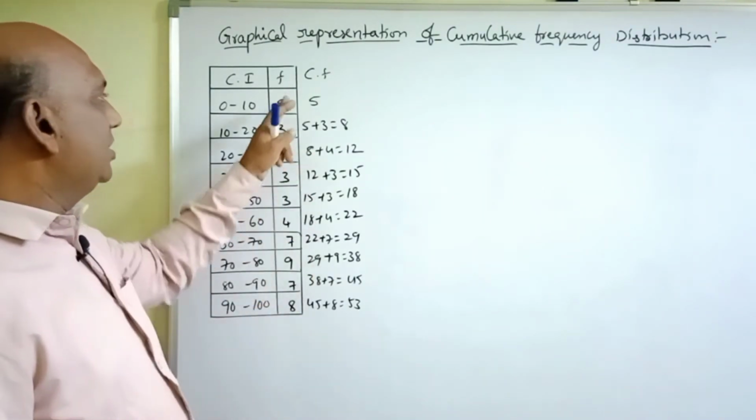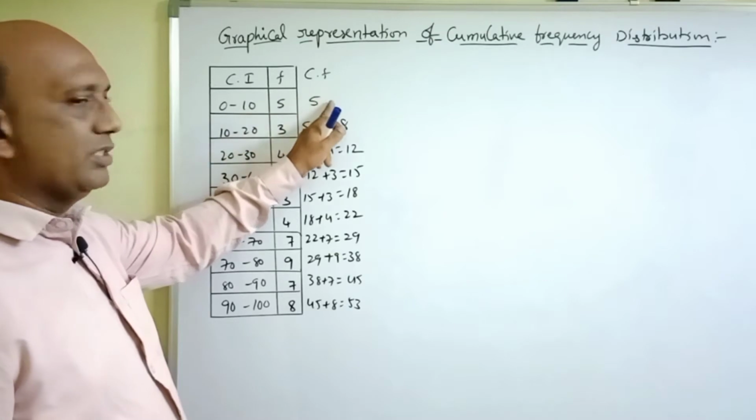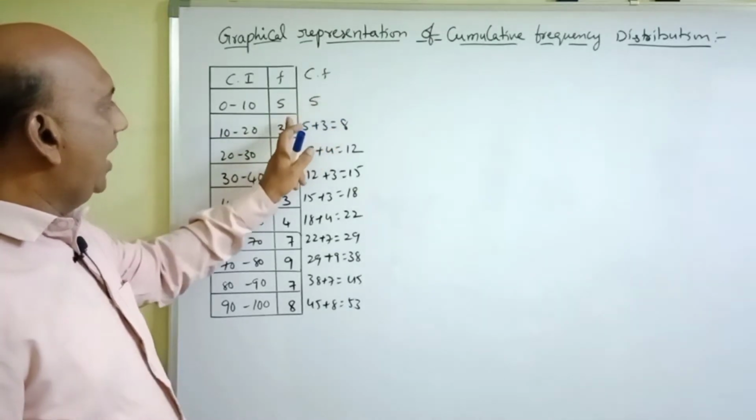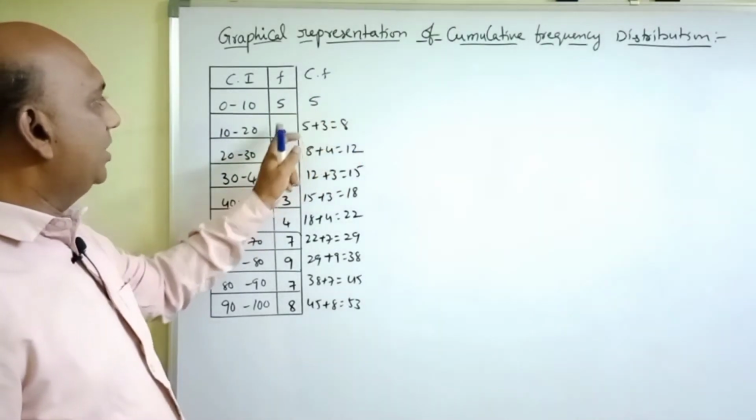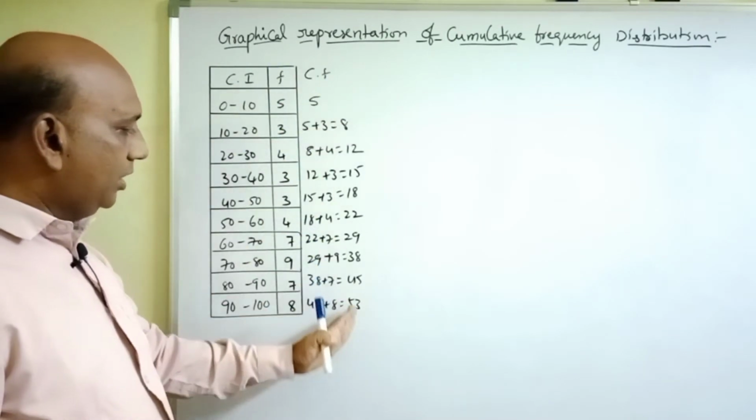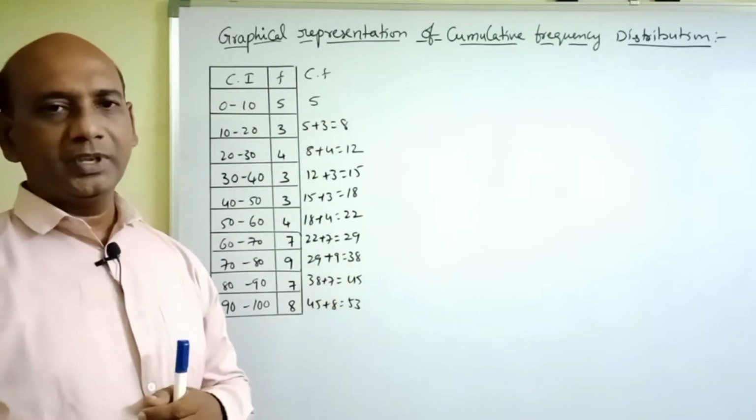So, cumulative frequencies means the first frequency is written as it is. To this frequency add the next frequency and write here, that is 5 plus 3 is equal to 8. Like that all these frequencies are added.